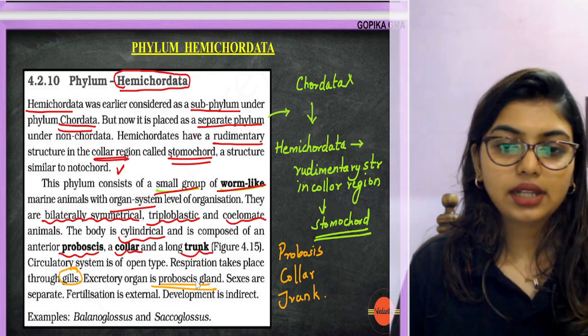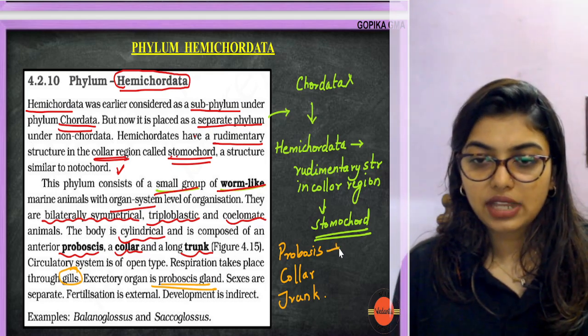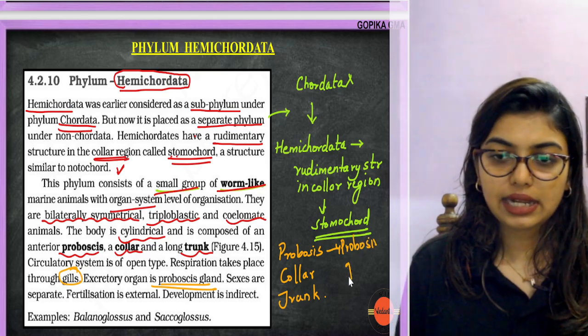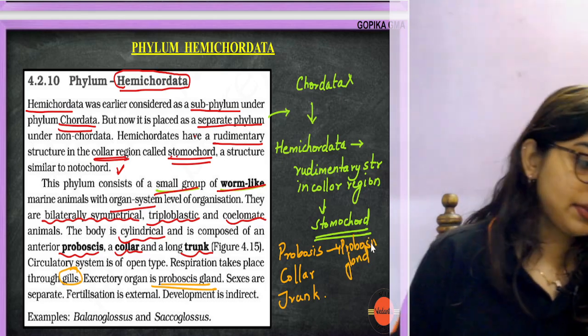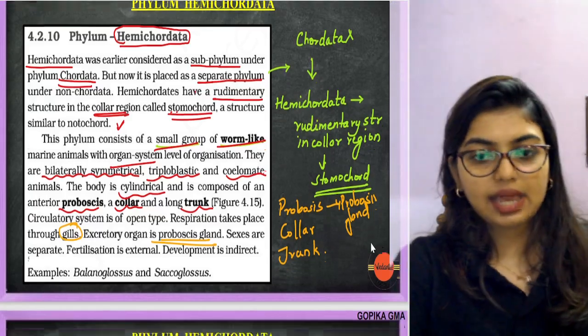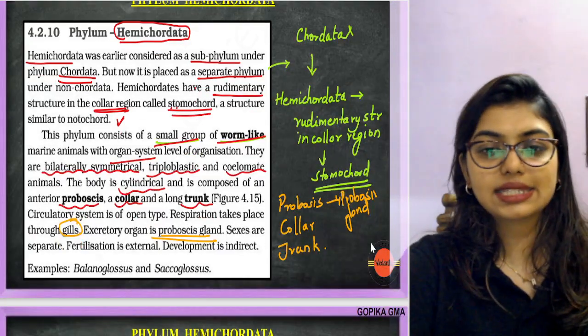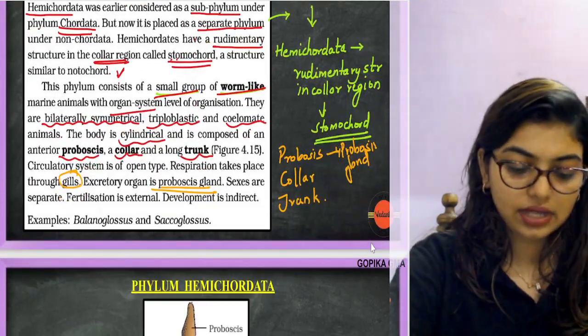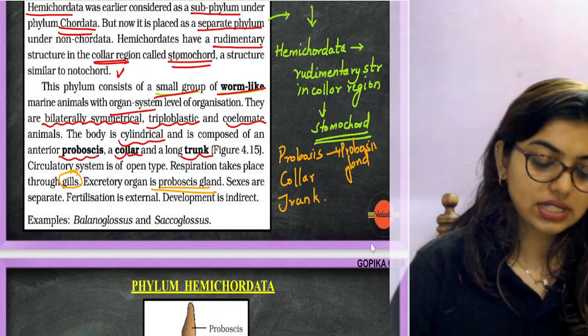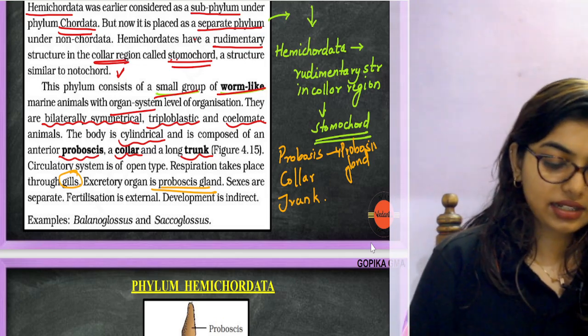Yes. Done. Now on the proboscis we have a proboscis gland. Okay, that will help in excretion. Example, Balanoglossus and Saccoglossus. They are like sisters, like two people are there.